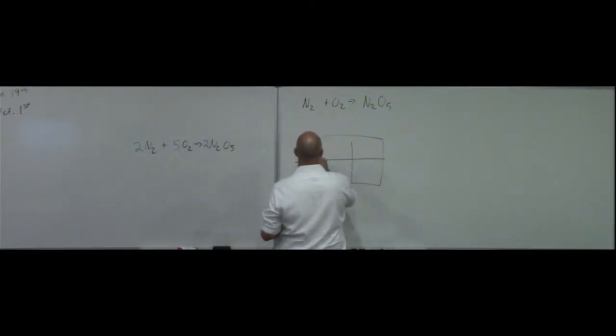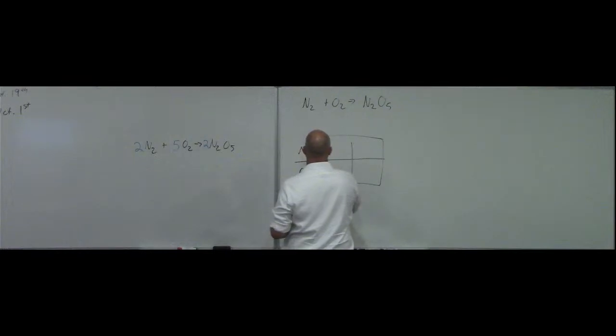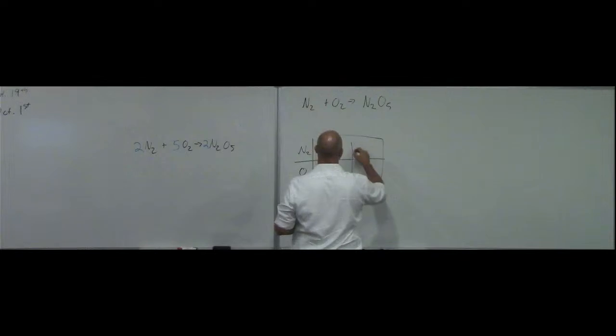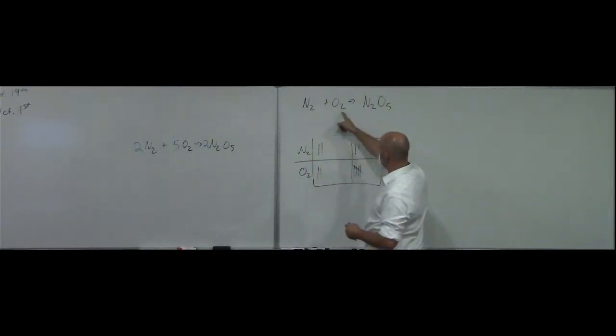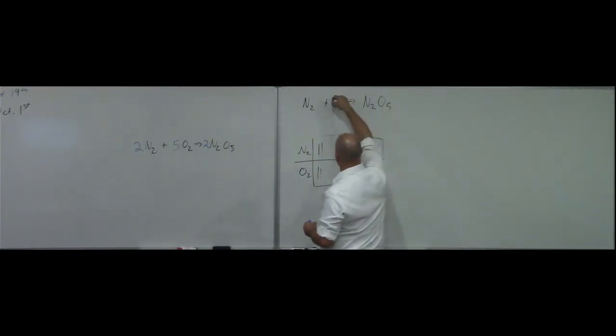Products and reactants. I started off with 2 and with 2. Over here I had 2, but there I had 5. 1, 2, 3, 4, 5. So I'm going to multiply that joker by 5, which is going to bring me up to 10.